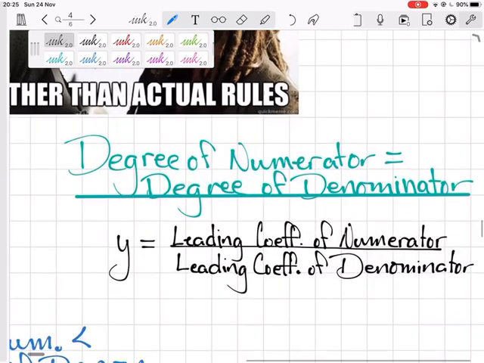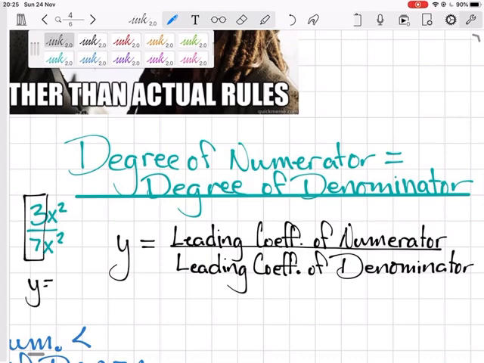Next one is if the degree of our numerator is equal to the degree of our denominator. Then we'll be looking at the leading coefficients. By that, I'm talking about if we have a 3x squared over 7x squared, then we'll be looking at the leading coefficients, the 3 and the 7. So y would be equal to 3 over 7. So that would be our horizontal line that we may or may not be able to touch.